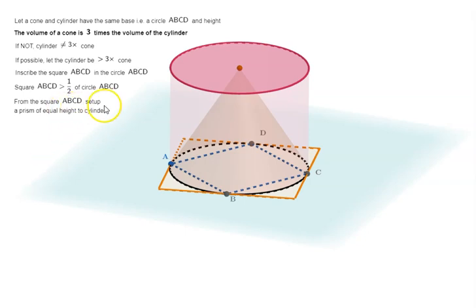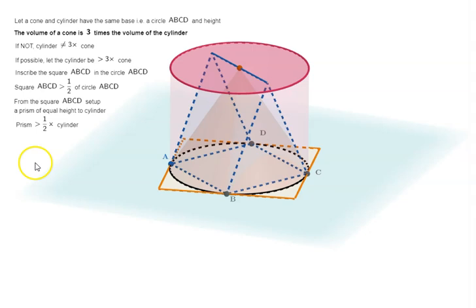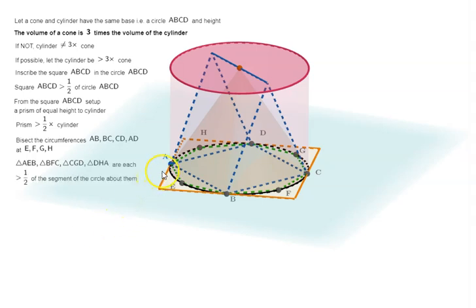Now from the square ABCD, set up a prism of equal height to the cylinder. So let's set up the prism. So we can say now that the prism is greater than half of the cylinder. Bisect the circumferences AB, BC, CD, and AD. So let's do that. Join the points. Now the triangle AEB, triangle BFC, triangle CGD, and triangle DHA are each greater than half of the segment of the circle about them.